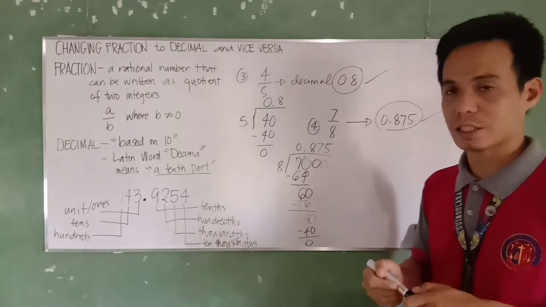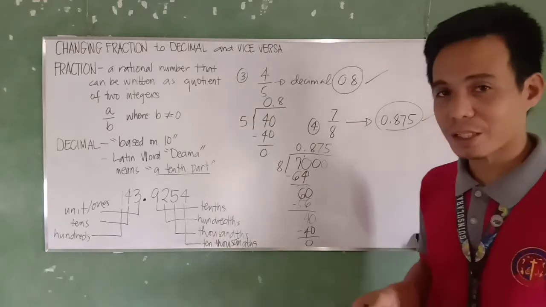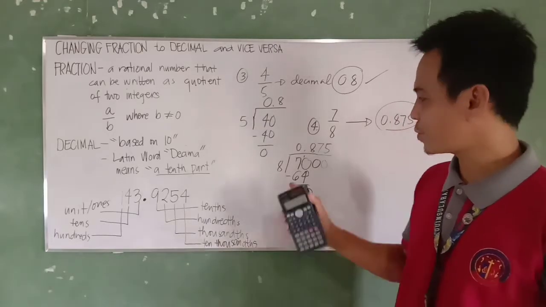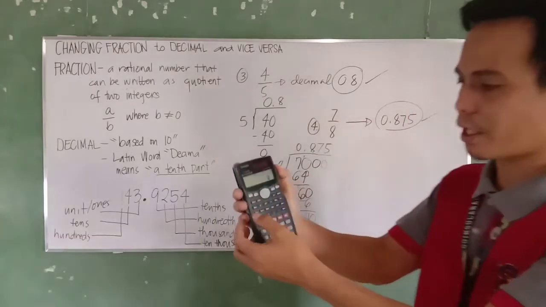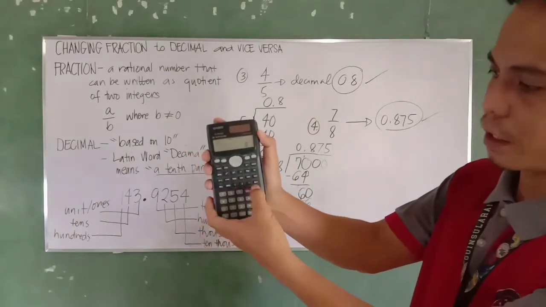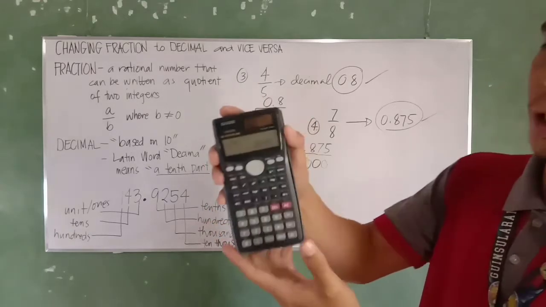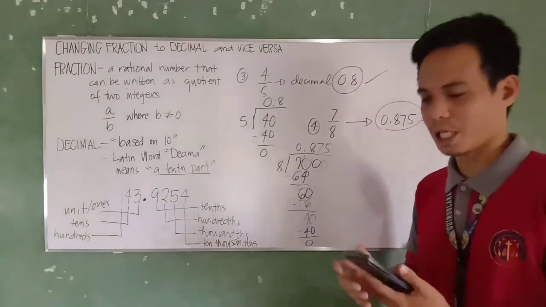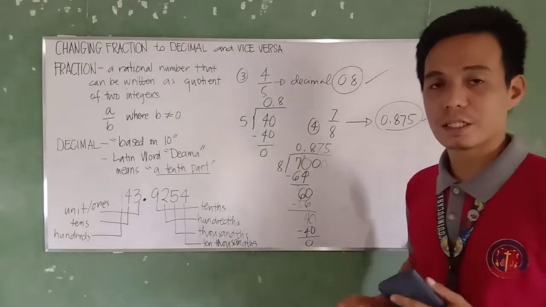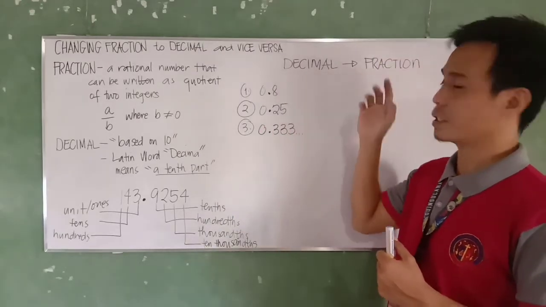I hope you understand, guys. Pero kung gusto mong mabilis, meron kang scientific calculator, just simply divide 7 by 8. So this is 7 divided by 8 equals, there you have it, guys, 0.875. Okay? So, madali lang siya if we have calculator. Okay? Now, let's try changing decimal into fraction.